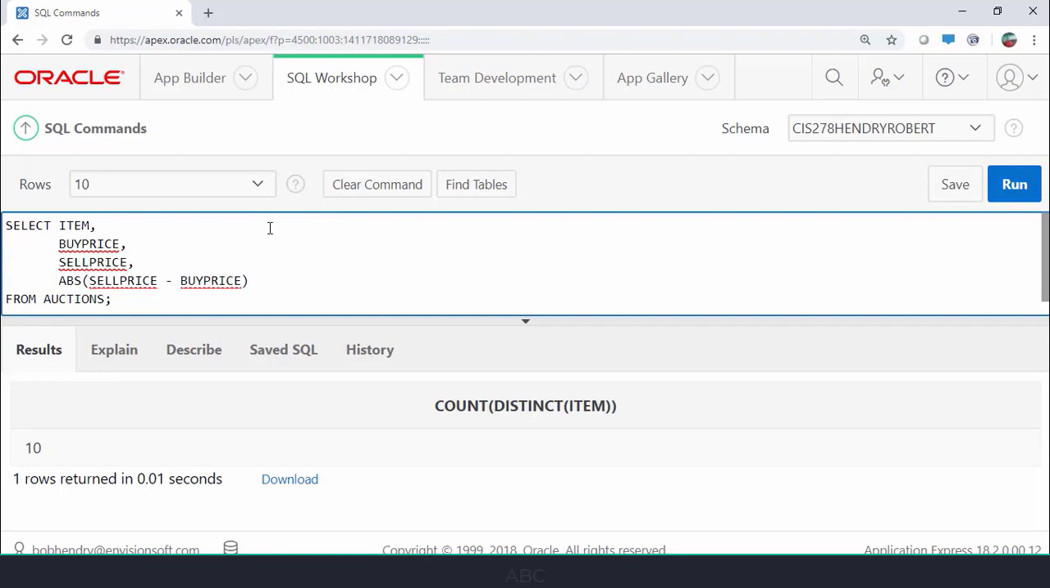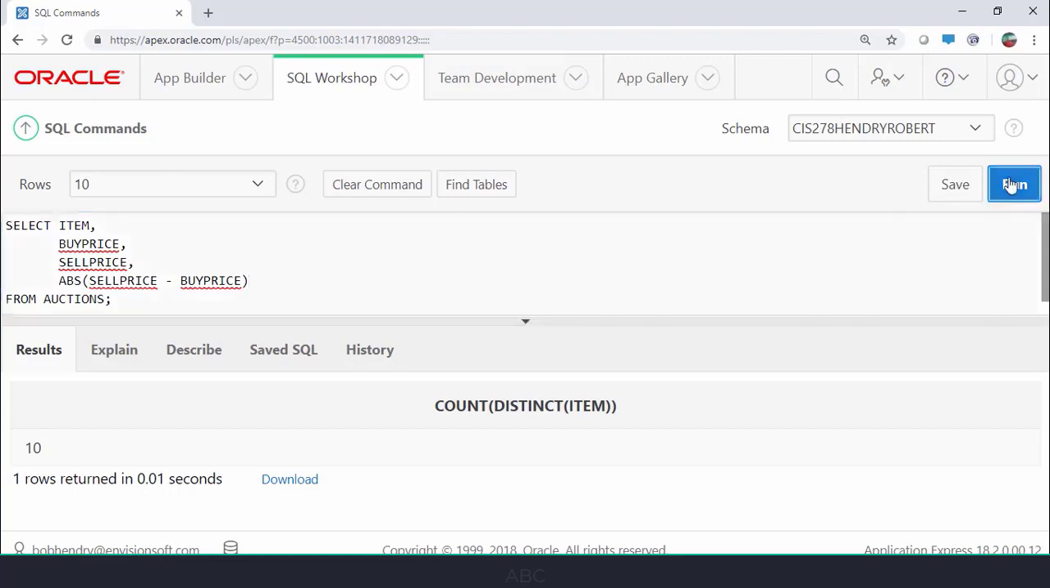Now again, the ask here is show me the item, the buy price and the sell price, and the volatility, or the difference between the buy price and the sell price. Now remember, the difference is always positive. If you look at the difference between two numbers, you're always going to get a positive number. Remember, we don't necessarily care here which one's more, the sell price or the buy price. We just want to look at the difference between them.